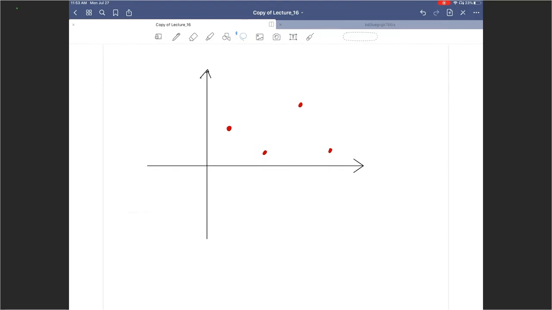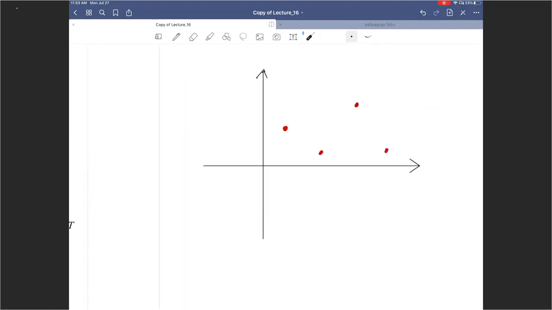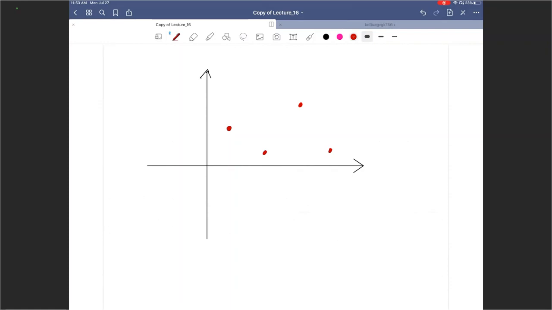If you did this, these are the set of samples, and if you applied H1 of t like this, what would happen? It can only increase and drop, right? Will you be able to go down here? No. When you convolve this particular guy with the triangle, you will go up and drop. You will go up. So that is fine. Drop. And then you will go. So you see that is not going to give you a good reconstruction scheme. So we cannot have that.